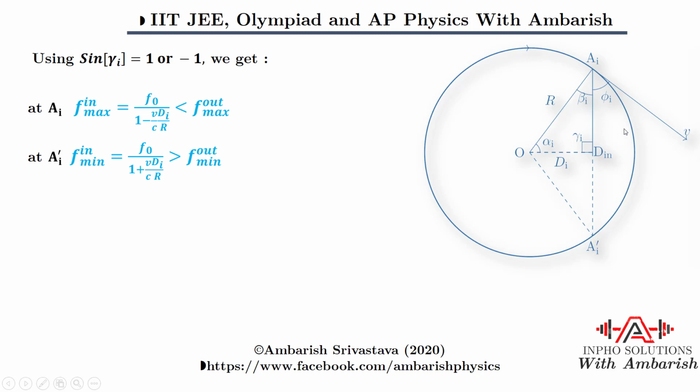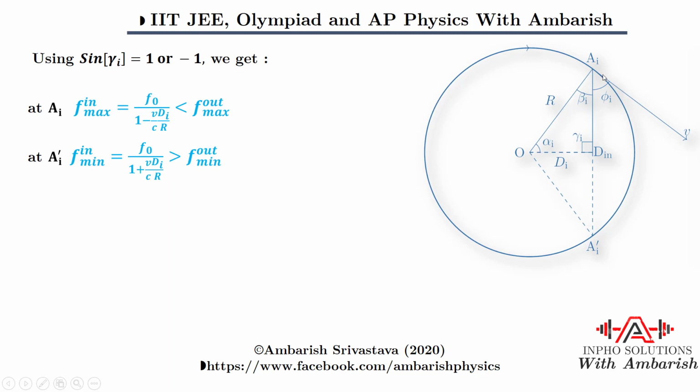detected frequency. Alright. And at DI, maximum frequency will be given by simply putting sine gamma equal to 1. So you get F in the previous slide expression, we are just putting sine gamma. So maximum frequency is F naught upon 1 minus V by C times DI by R. And minimum frequency is F naught upon 1 plus, instead of minus there will be plus, V DI by R, and there is a C. And obviously inside detector frequency should be less than the outside detector frequency.